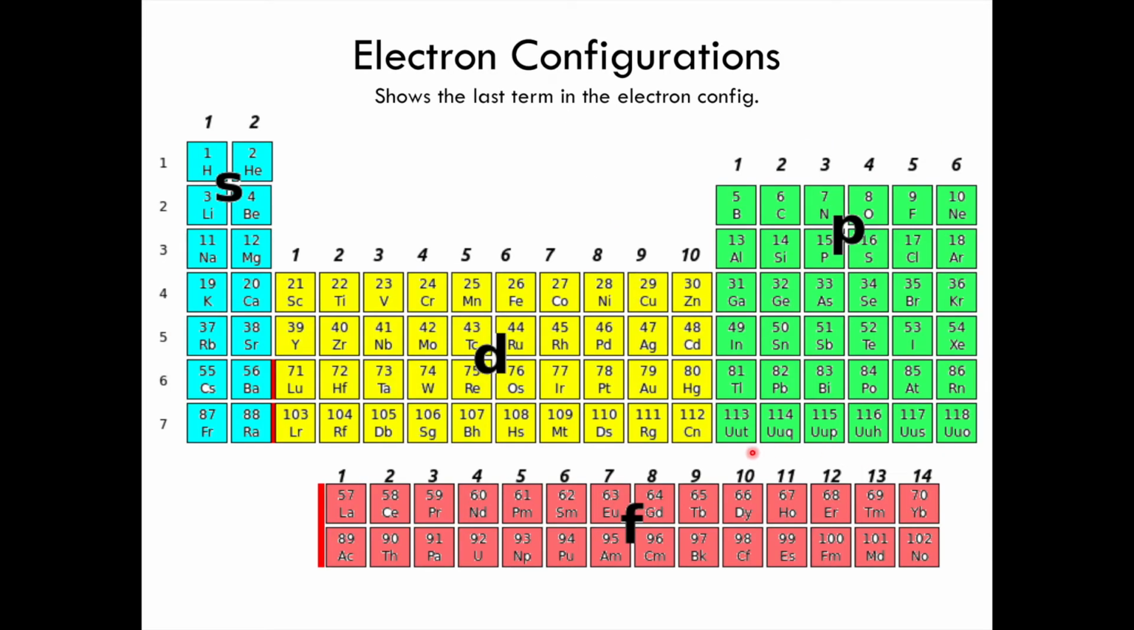So another way to look at it is the electron configurations. Remember that this is the S block, right? This is the D block. This is the P block. And this is the F block. Now, something's different about this one. Helium is on the other side, right? Because helium is actually part of the 1s2 electron configuration. All right, so sometimes you actually do see helium on the other side on different periodic tables.